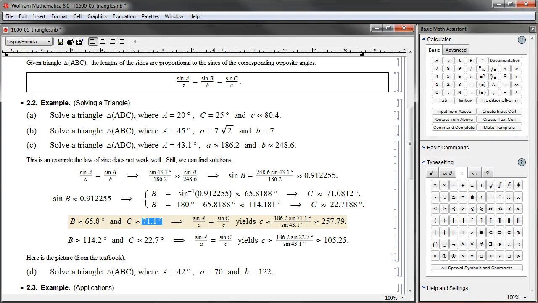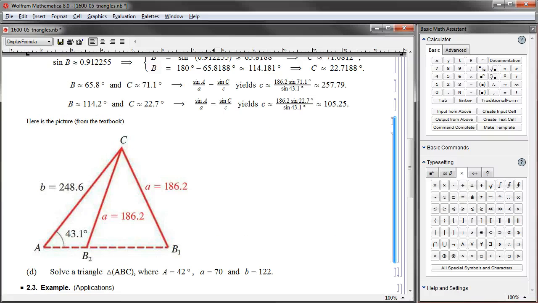With these two, we can find out the small c value. Everything is known except for c, so solving it, we get this value. Case 2, B is 114.2 degrees and C is 22.7 degrees. Everything is known. This is a known quantity. This one we just found out. So small c we can find out. Turns out this value. We have two values. Yes, indeed. Actually, this is from the textbook.